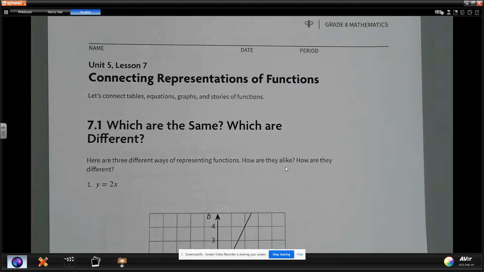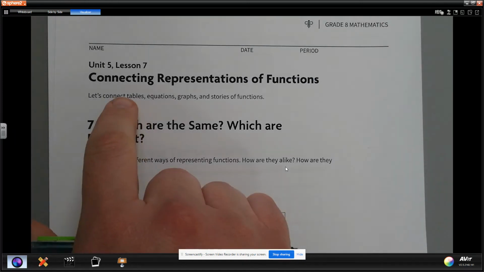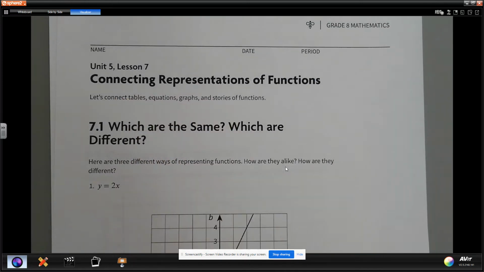Here we are with Unit 5, Lesson 7, Connecting Representations of Functions. So this is the last lesson in the packet that you currently have, which means that we're ending the first part of our work with functions and learning about how functions work together and how they interact and just exactly what a function is. Today we kind of wrap that up, and we're going to connect tables, equations, graphs, and stories of a function, seeing how they all come together into one.